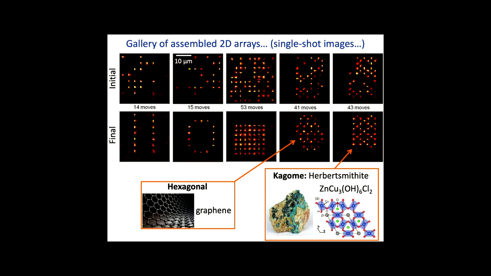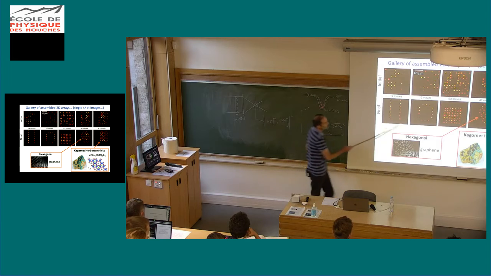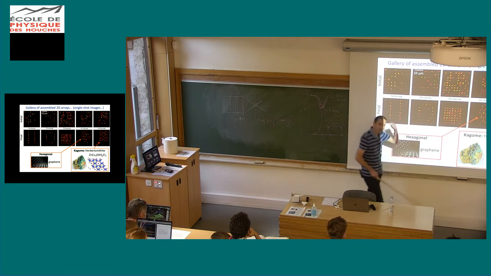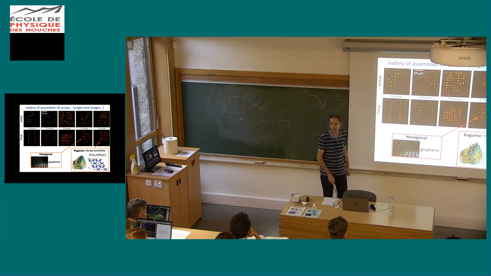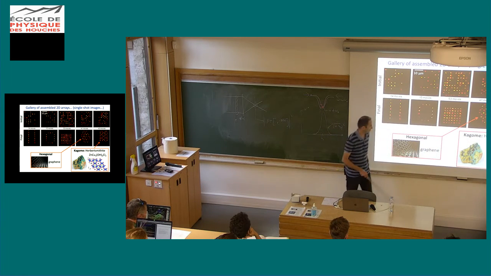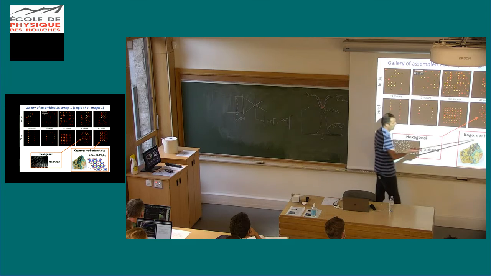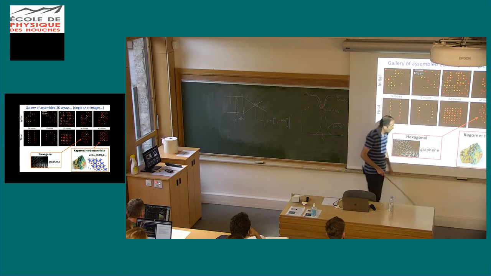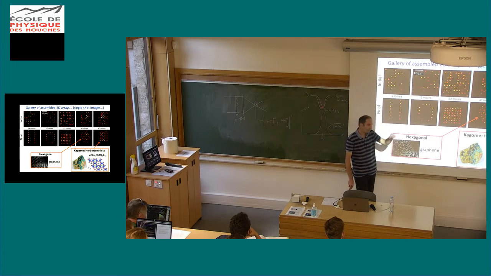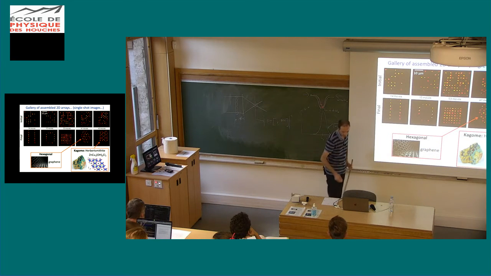But okay, we can also do other more interesting things. If you look at this structure here, this is a hexagonal structure, which is the one that you find in graphene, for example. This kind of structure here is called the Kagome lattice, and this is the kind of structure that is relevant for the study of magnetism in some kinds of compounds called Herbertsmithite, which exhibit geometrical frustration. It doesn't really matter, but essentially it means that we can create structures that are relevant for condensed matter physics.